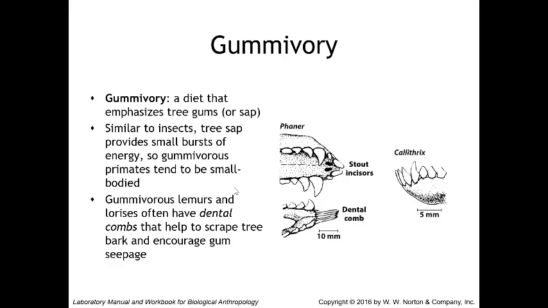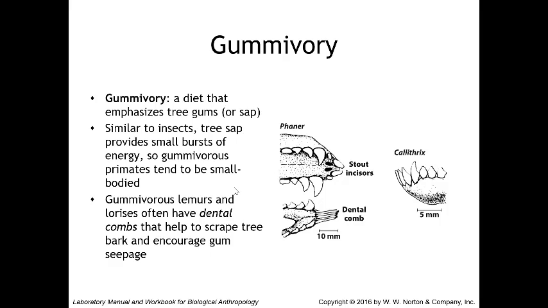And so some non-human primates will eat that sap. Similar to insects, tree sap provides a small burst of energy. Think of it like maple syrup, right? If you consume maple syrup, because that's a tree sap, you'll get a quick small burst of energy. You can't live off of maple syrup, obviously, right?